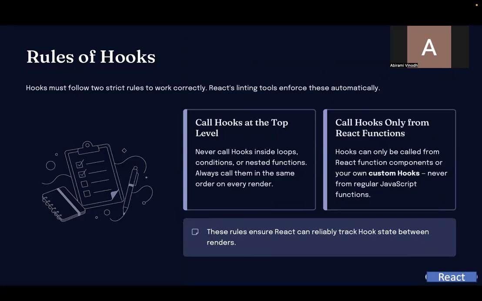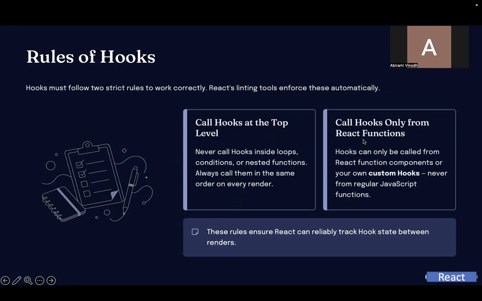What are the rules of hooks? The first of the two important rules that we need to understand is: never place a hook inside a loop or any conditional statement. For example, in an if block or in a for loop, or any other code which re-renders often. So call hooks at the top level, not in iterations or conditions.